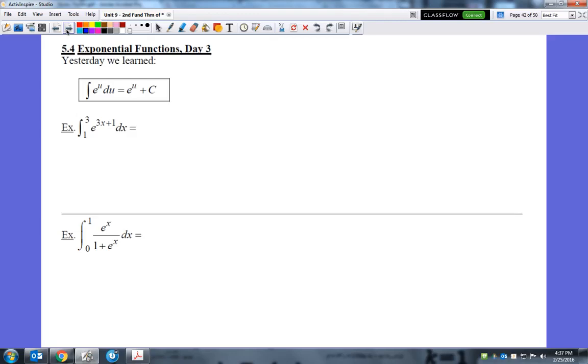We're going to do a little bit more practice with e to the u plus c, but now we're going to do it with definite integrals. So u is equal to 3x plus 1. du is equal to 3 dx. So the rewrite is 1/3 of e to the u du.